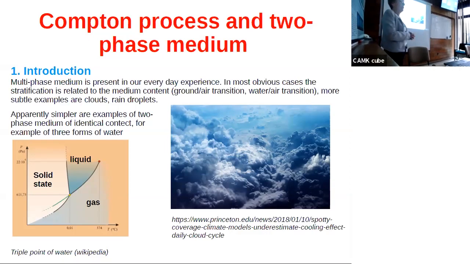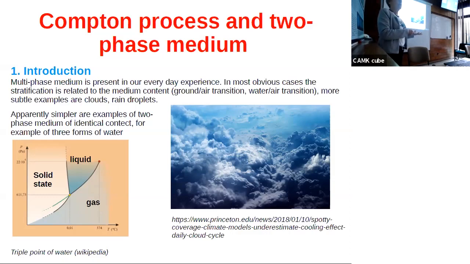But of course, in nature, almost everywhere we look, we have a kind of two-phase medium. Well, the air and the table, it's also a kind of two-phase medium, although it's quite obvious. But clouds, for example, if we look at things which are kind of uniform, like water, right? Because the difference between table and air is kind of obvious, it's different chemical composition. But in the case of water, you also know that you can actually have three types of water form, right? Solid state, liquid, and gas.